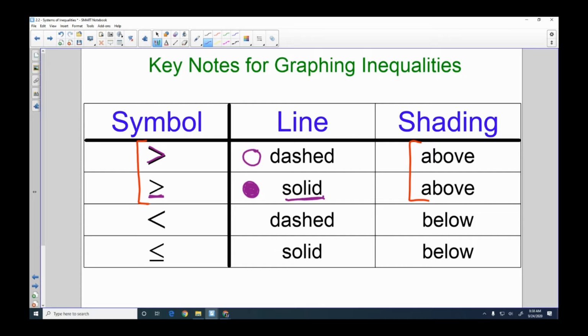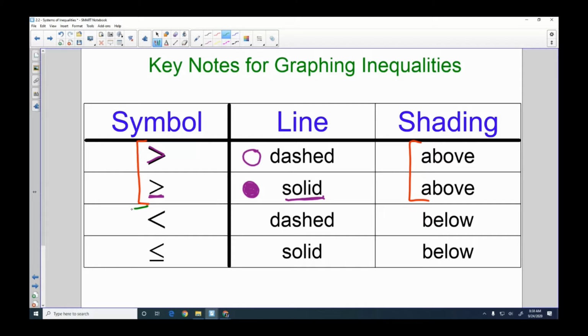Every point up to it, if you get really, really close to it, those points all work, but not a point right on the line. That is not part of my solution. So we use a dashed line to show there are breaks in the line, to show that it's not actually this line, but it's really, really close to this line. The solid line means, yes, this is part of my solution. It could equal a point on this line.